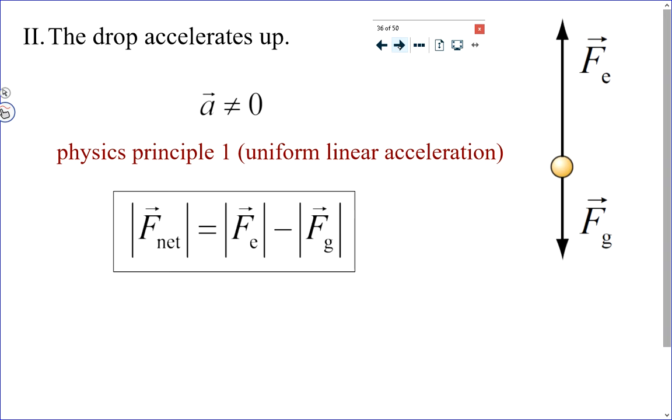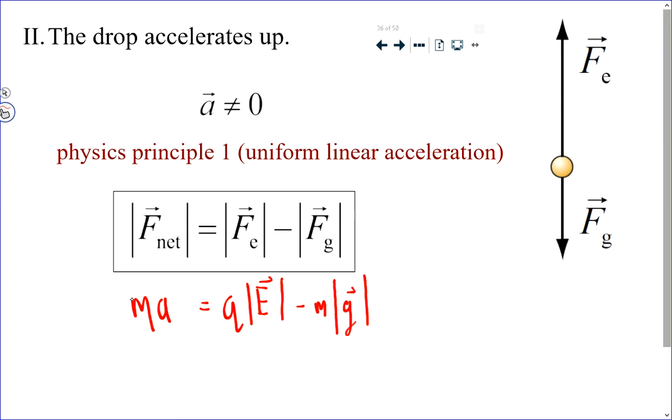So this is the force analysis that we're looking at here. You can, of course, write ma for F net, qE for electric force, and mg for gravitational force. And what I have in red would be how you would proceed to answer a physics problem in which the drop accelerated up. Now, what if it accelerates down?